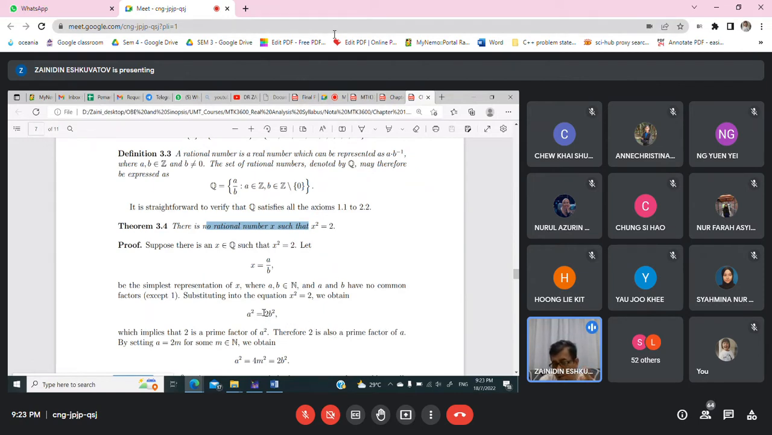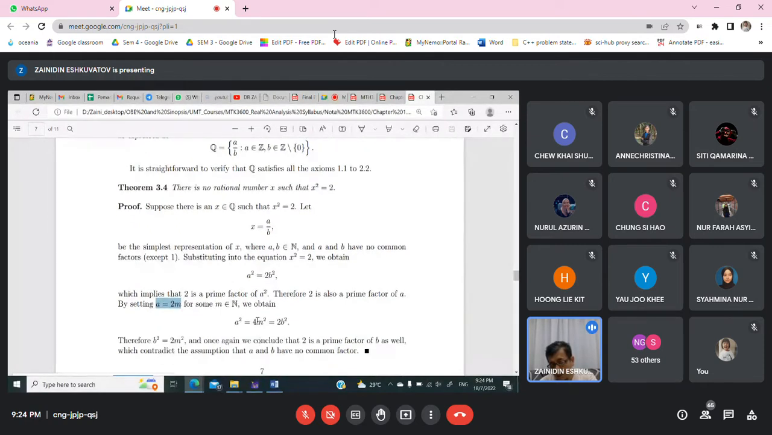Prime factor of a means a can be written as 2 times some number. You see, if 2 is a prime factor of a, then a can be written as 2m. Then raising to the square, look here, raising this a to the square gives 4m squared. From these two equations, you can easily get b squared equals 2m squared, which means 2 is a prime factor of b.